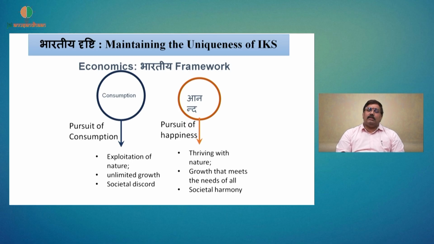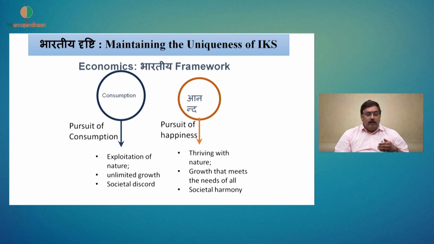Then what did the Bharatiyas talk about? We talked about pursuit of ananda, happiness. And when you have that kind of a thing, we talk about thriving with nature, not against nature. So there is no exploitation of nature. We want to be happy. Therefore, we will pursue some things. Of course, we'll pursue things, but not to the extent of exploitation. We will thrive with the nature.